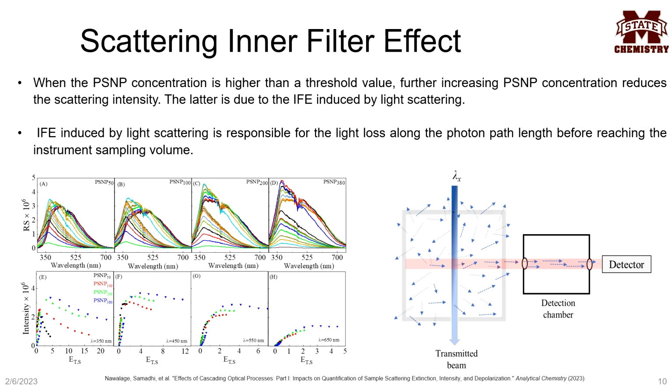Inner filter effect induced by light scattering is responsible for the light loss along the photon path length before reaching the instrument sampling volume. It must be emphasized that the inner filter effects induced by sample absorption and scattering on scattering intensity measurements are drastically different. The absorption inner filter effect is an intrinsic photophysical phenomenon that invariably reduces the sample scattering intensity. In contrast, the scattering inner filter effect is due to the change of the spatial distribution of the scattered light, which affects their probability to reach the detector.